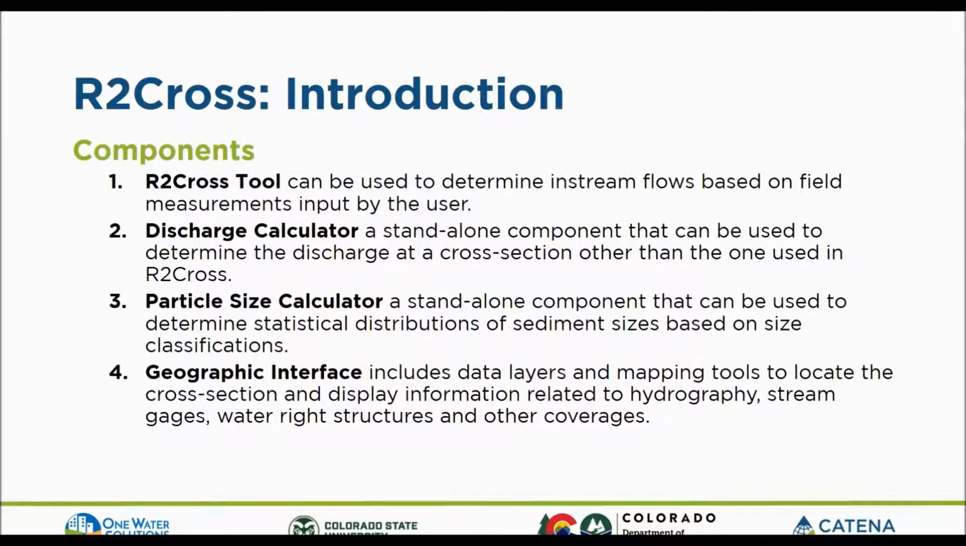The R2Cross program includes four main components: the primary R2Cross tool that can be used to determine in-stream flows based on field measurements input by the user; a standalone discharge calculator that can be used to determine the discharge at a cross-section other than the one used in R2Cross; a standalone particle size calculator that can be used to determine statistical distributions of sediment sizes based on size classifications; and data layers and mapping tools to locate the cross-section and display information related to hydrography, stream gauges, water right structures, and other coverages.